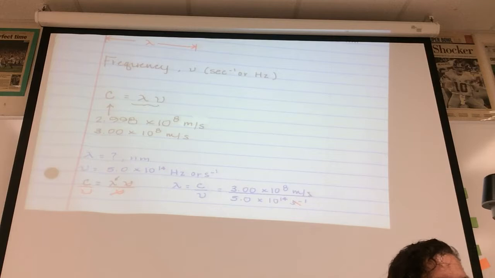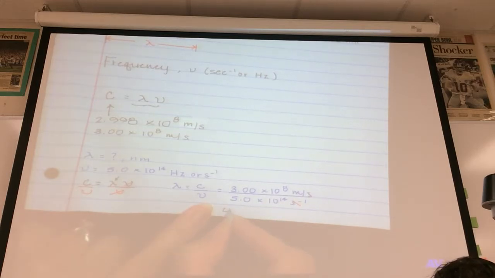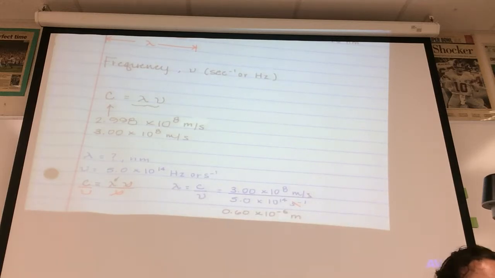This will cancel. And now, 3/5 is 0.6, right? So we have 0.60 times 10 to the 8 minus 14 is? See, those math games. Now, 2 problems.